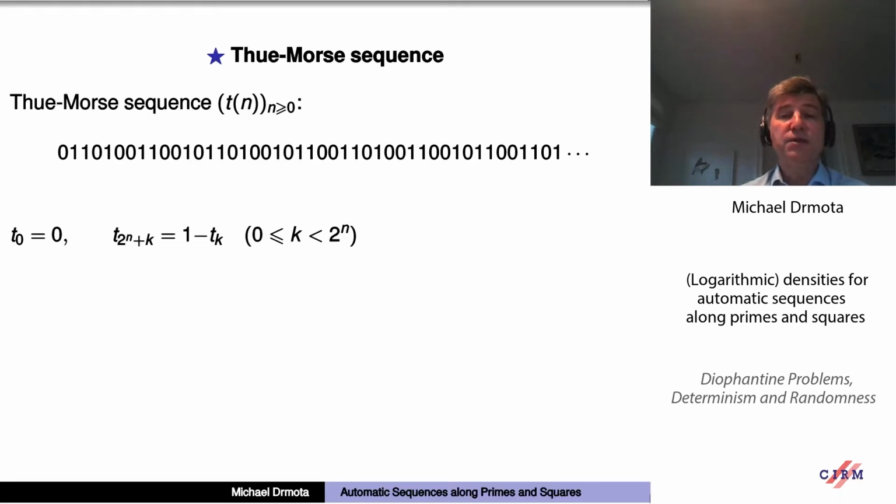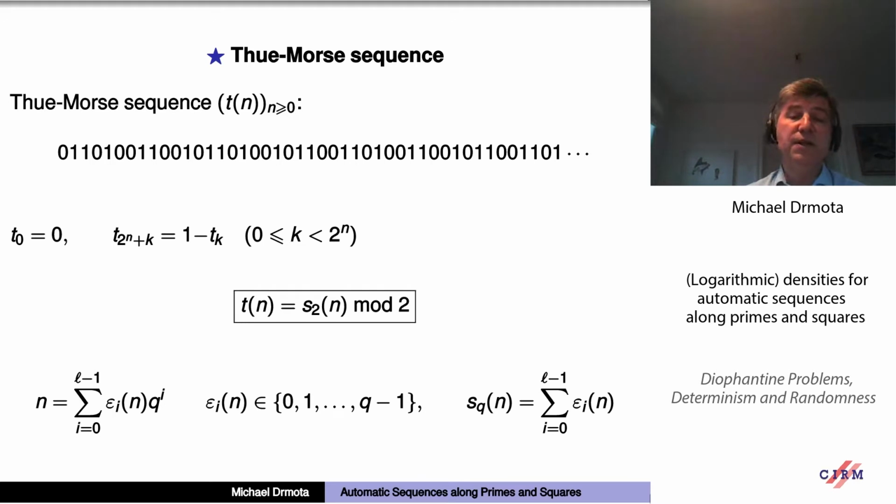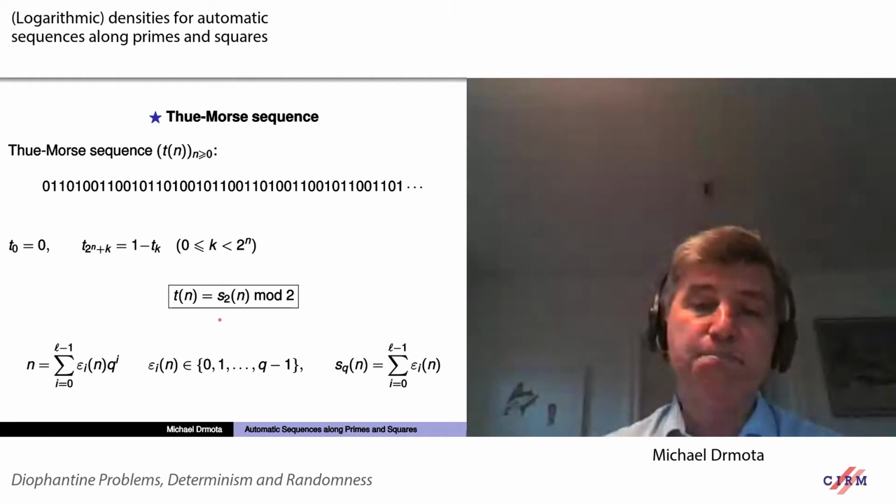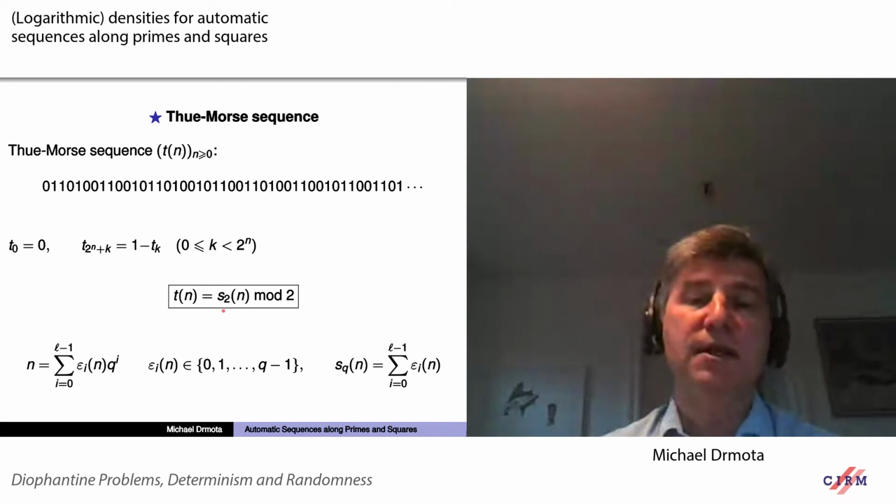So this gives the Thue-Morse sequence, and this is the recursive definition, but there are other definitions. For example, it can be easily seen by checking this recurrence that the Thue-Morse sequence is just the number of ones that appear in the binary expansion, mod 2. This is also called the binary sum of digits function. So you count the number of ones in the binary expansion, or the number of powers of 2 that you need to represent n, and then you take it mod 2.